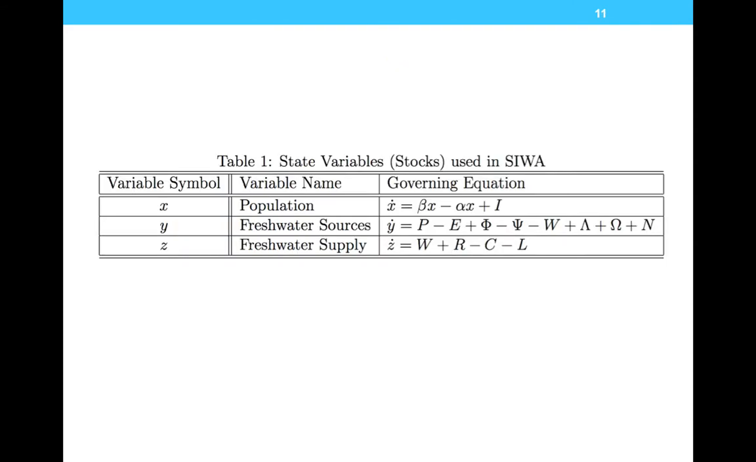So this is a little summary of the three stocks or state variables, their names, and their governing equations in CWA. This table, by the way, and a lot of the material that I'm about to show you, is found in the CWA draft paper that is in the readings folder for this lecture.